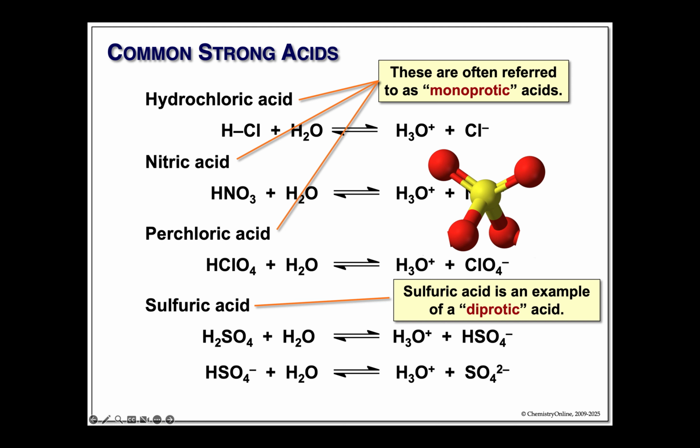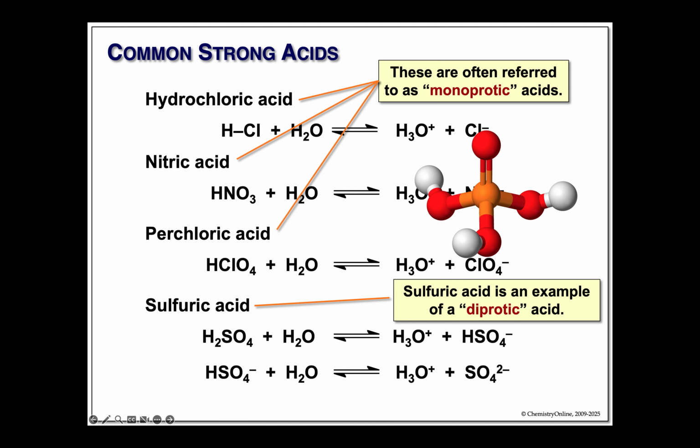The only triprotic acid that we work with in lab is phosphoric. Phosphate is -3, so we can put 3 hydrogens on the negative oxygens. Any questions?